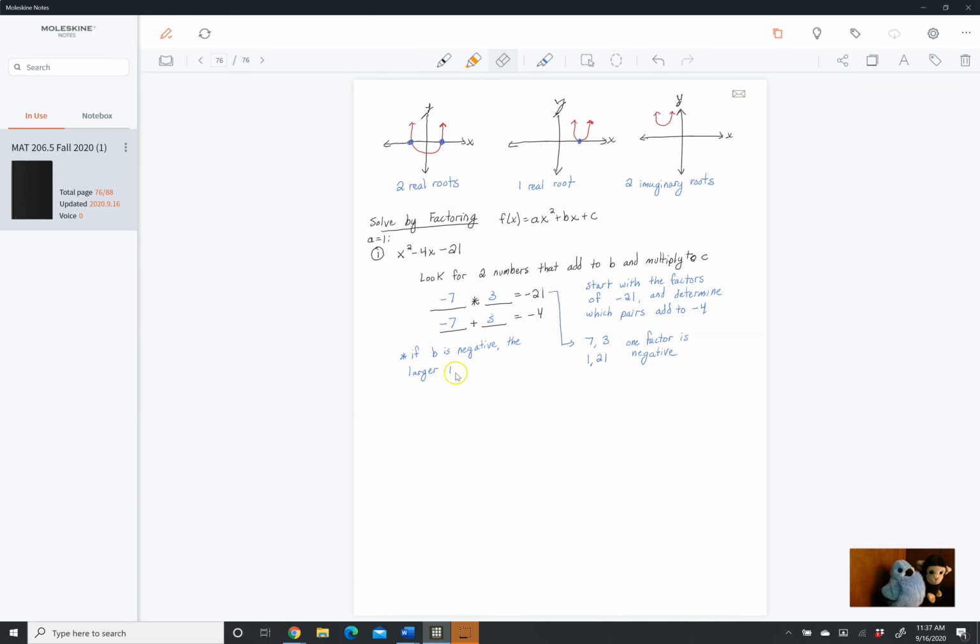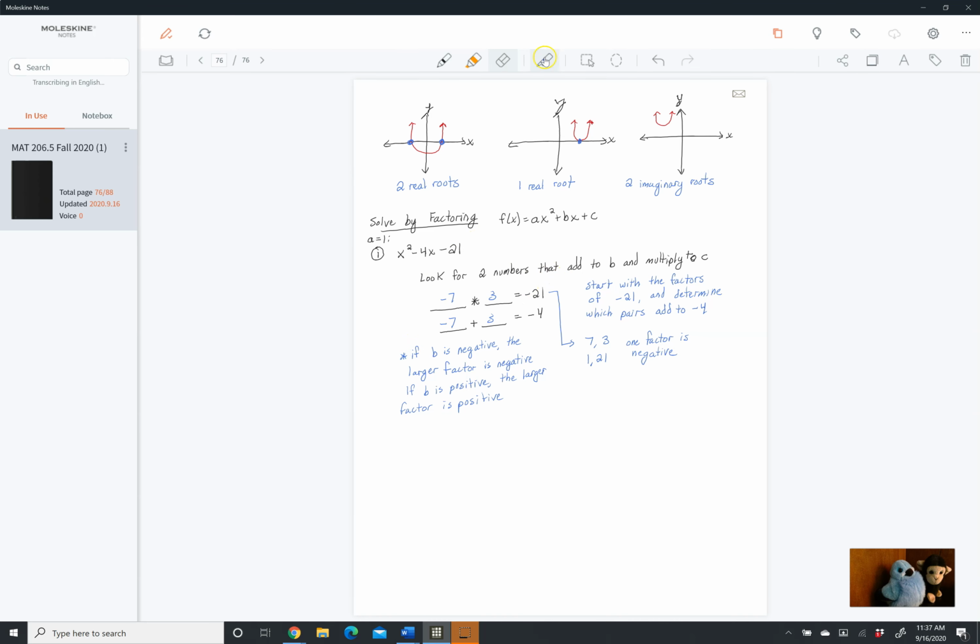I'm going to say the larger factor. And vice versa. If b is positive, the larger factor is going to be positive. This is when c is negative. When c is positive, then it's easy because they both have the same sign, okay?